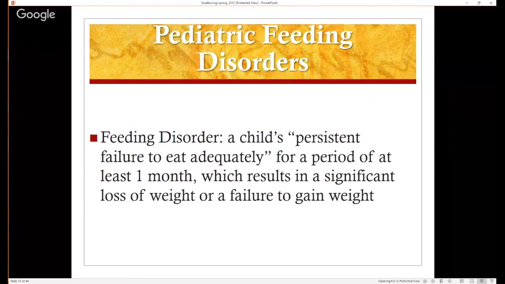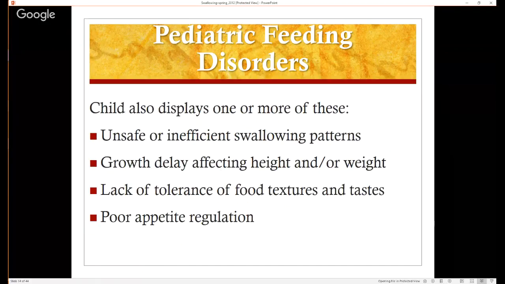Okay, we'll look at pediatric feeding disorders first, and then we'll look at those in adults. So a feeding disorder is a child's persistent failure to eat adequately for a period of at least 1 month, which results in a significant loss of weight or a failure to gain weight. A child also displays one or more of the following: an unsafe or inefficient swallowing pattern, a growth delay affecting height and or weight, lack of tolerance of food textures and tastes, and poor appetite regulation.